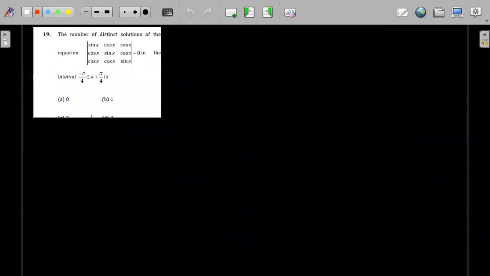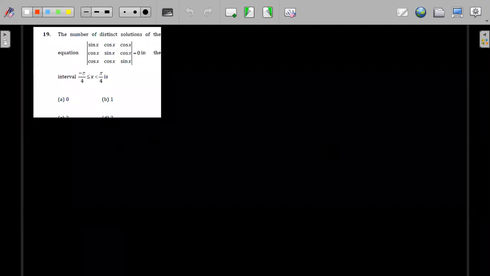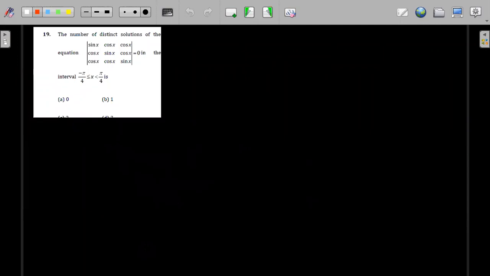Okay, next question. So number of distinct solutions of the equations, this. Just take 1 minute, try to solve it. There was some student who asked this question also. Take 1 minute, try to solve this question also. It's a simple question, just a little bit of trigonometry is involved. Okay, if you have already tried, then let's solve this.